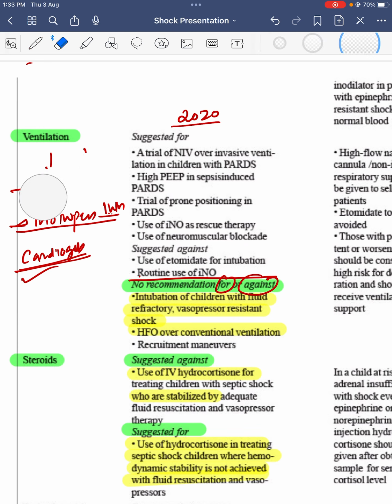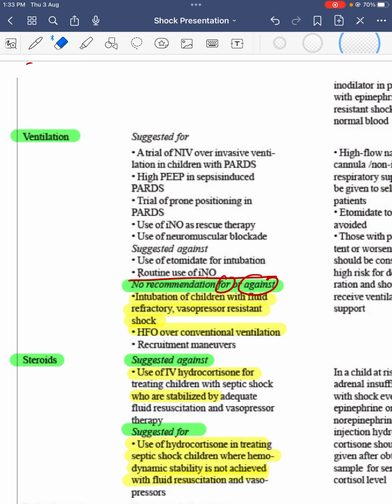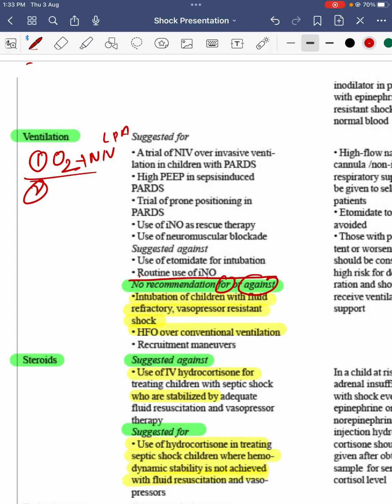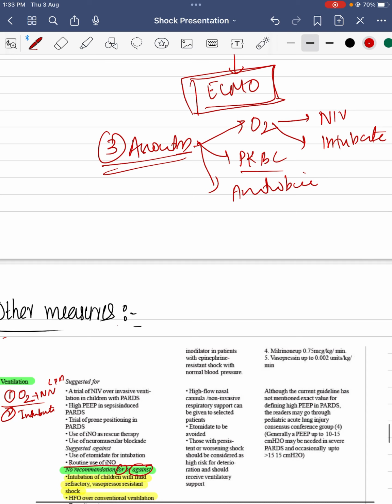If you intubate, it will reduce the oxygen demand and increase the cardiac output. So first point is every child should be oxygenated, especially with non-invasive ventilation, that is our CPAP, if possible. And whenever there is suspected cardiogenic shock, try to intubate the child. This much clear? Now PRBC.